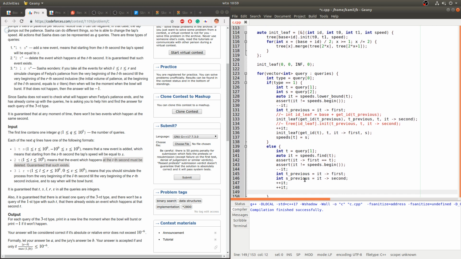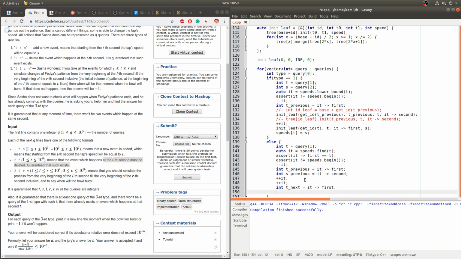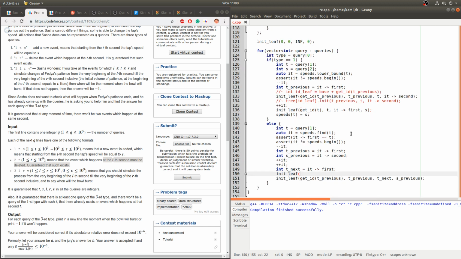This is the next thing. Time next is it first. Speed next I don't need. Now init leaf, get id of t previous, that one. It now starts with t previous up to t next with speed as previous. But first let's do init leaf, get id t. No, it should be removed. So what? -1, -1, -1.